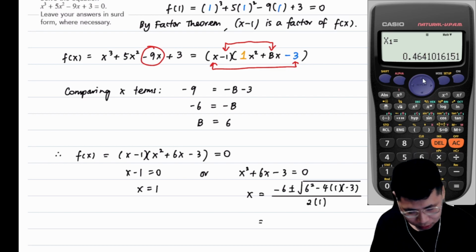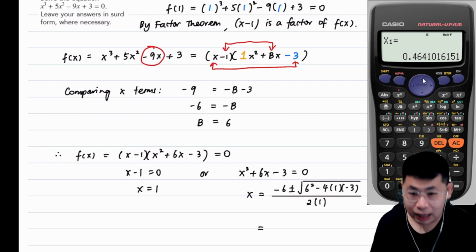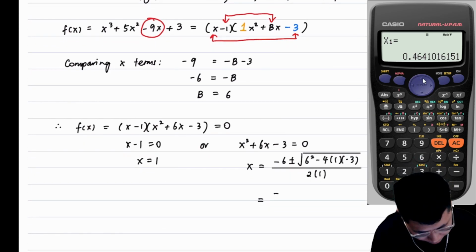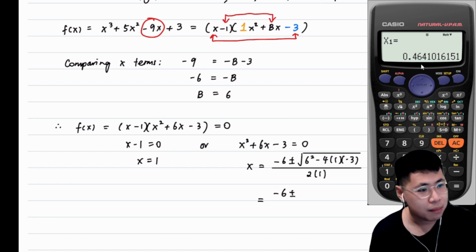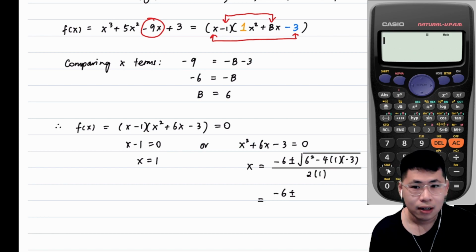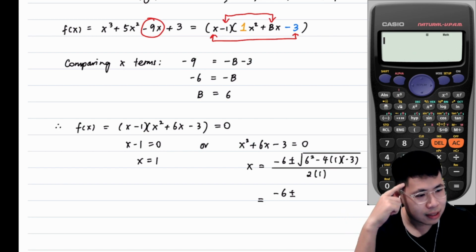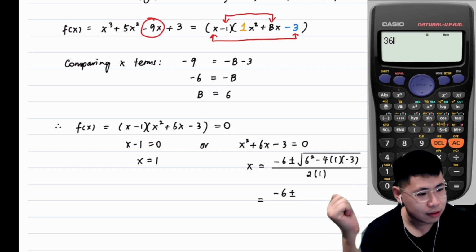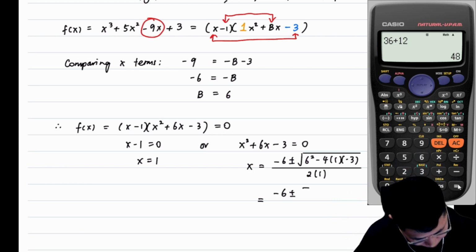So now let us write this in surd form. Because we are A Math students, we will need to express this in surd form. So we have negative 6 plus minus, let me settle this one in the square root first. So we have our 6 squared plus, minus 4 times negative 3, so plus 12. So we have our 48 over here. So square root of 48, don't forget the square root now, all over 2.